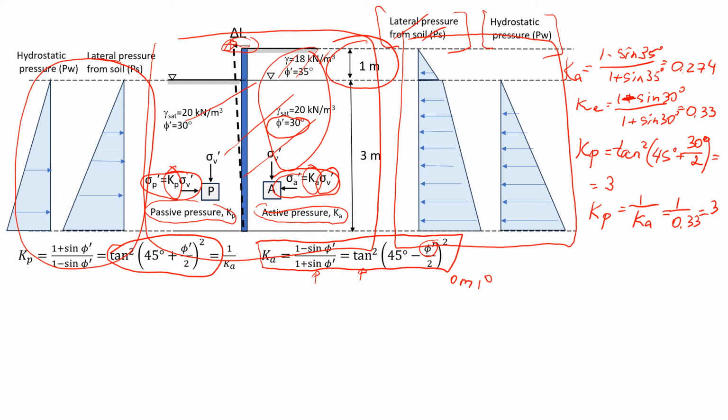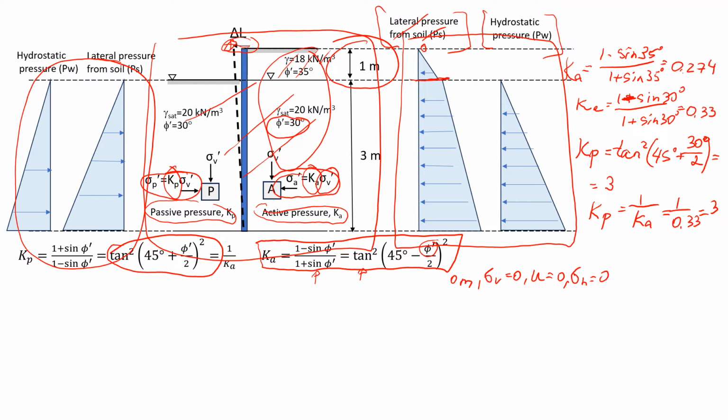At 0 meters, we don't have any soil above, so vertical stress is 0, and there is no water pressure, 0. So sigma h is also 0. On the top of this triangle, I'm going to write 0. There is no pressure there. Now we're going to look at the bottom of the first layer, which is 1 meter, and estimate the lateral pressure acting at 1 meter.